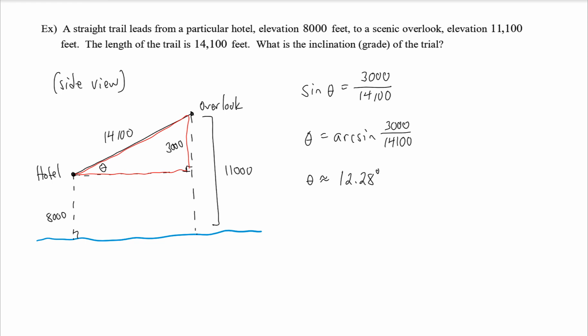So that is 12.28 degrees. That's the inclination of that particular trail that leads up there. Now, why would anyone want to know that? Well, depending on your age, or maybe you're in a wheelchair or you have an assistance device that helps you get around, you kind of need to know that that trail is at a 12.28 degree inclination. It's going to be a lot of work to get up that trail to go to that overlook. So useful information to be able to tell people at the hotel.